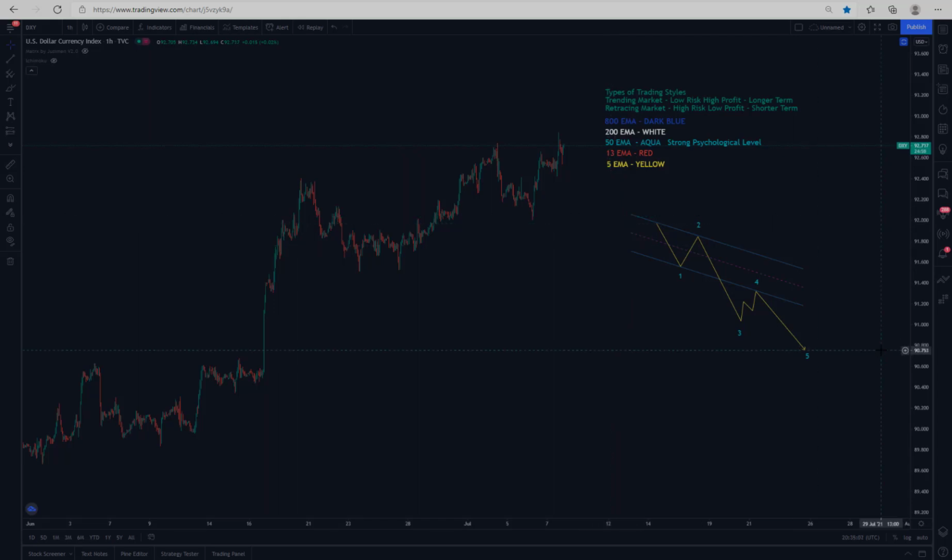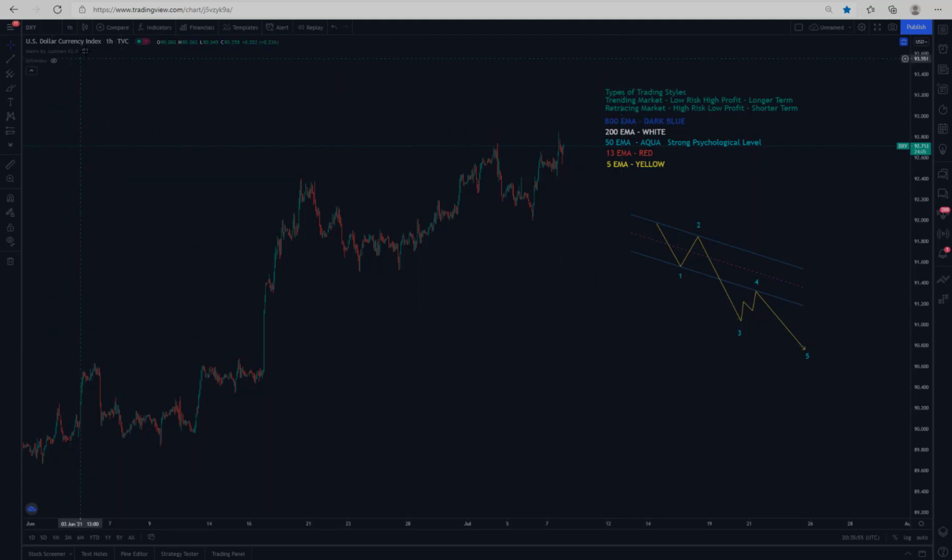Okay, so what EMAs do I use? The number one EMA I use is 800 EMA, labeled in dark blue. Second one is 200 EMA, labeled in white. Third one is 50 EMA, labeled in aqua, and this EMA tells me strong psychological levels. The 13 EMA is red, and the 5 EMA is yellow. Now, the larger the number of the EMA, the slower the EMA would be. So 5 EMA would be faster than the 13, and the 13 would be faster than the 50, and so on. Okay, so how do I use these EMAs?